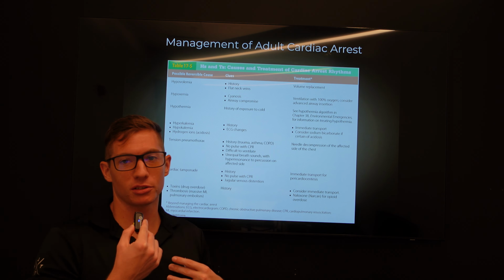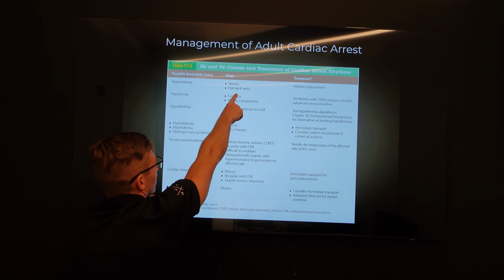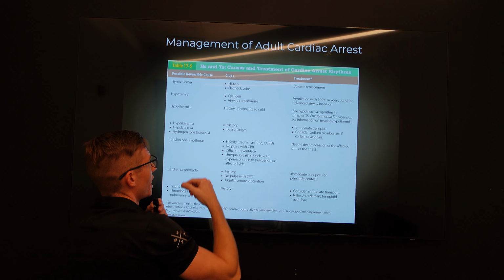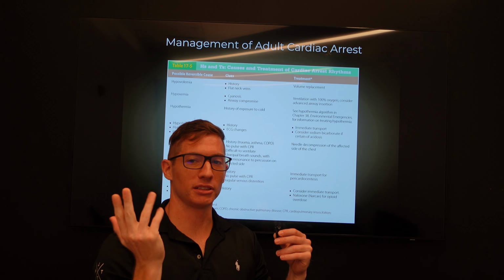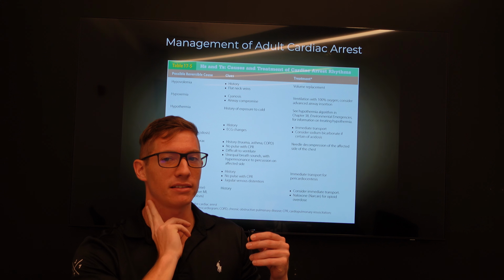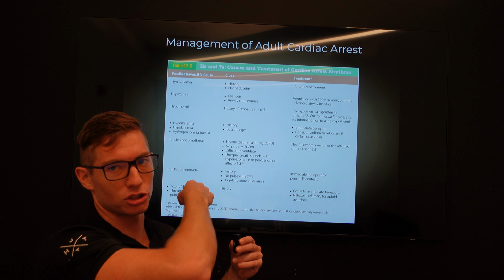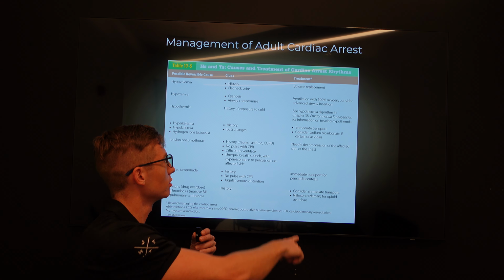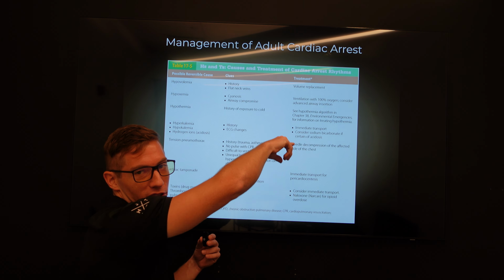So if they are hypovolemic, then you're going to have a history of it, but also flat neck veins. So they'll be laying on the ground, and normally you could see somewhat distended jugular, JVD. But if they're completely flat, then you know that your issue is probably hypovolemia. So we'll replace with volume. We'll go ahead and give them a 1,000 milliliter bag of saline solution.